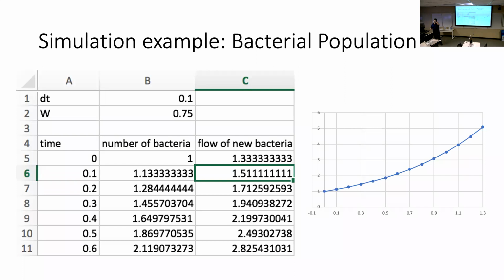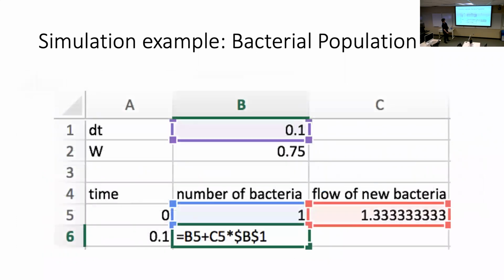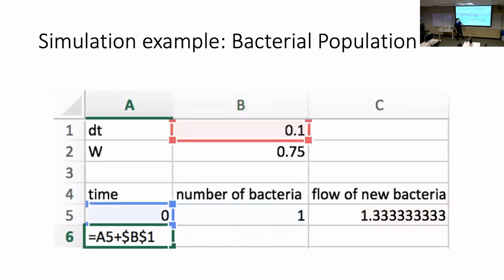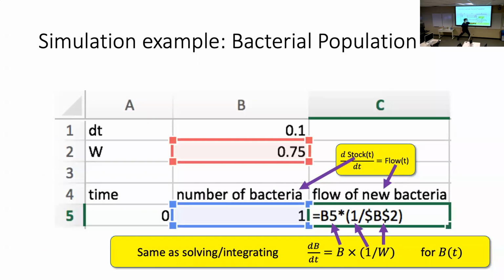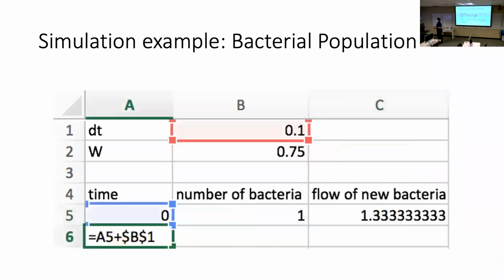Yeah. That's right. Yep. So I made that a $, so that when I pull that down, it'll stay B1. Similarly, up here, $, so when I pull this down, that stays B2. All right. Other questions?